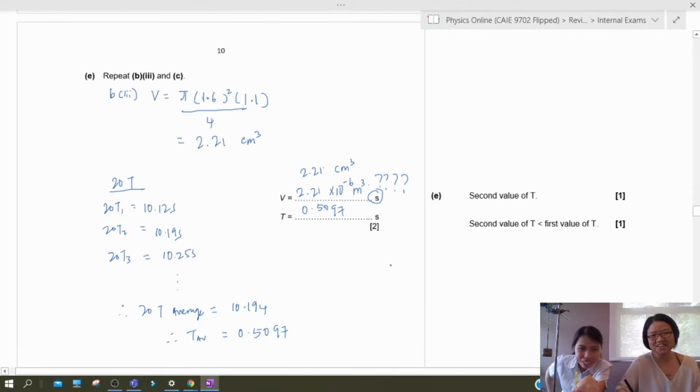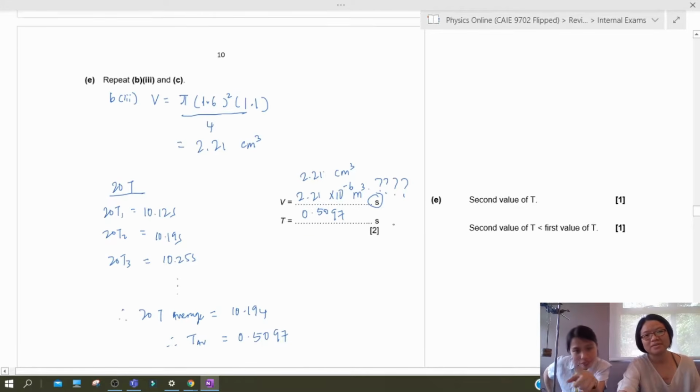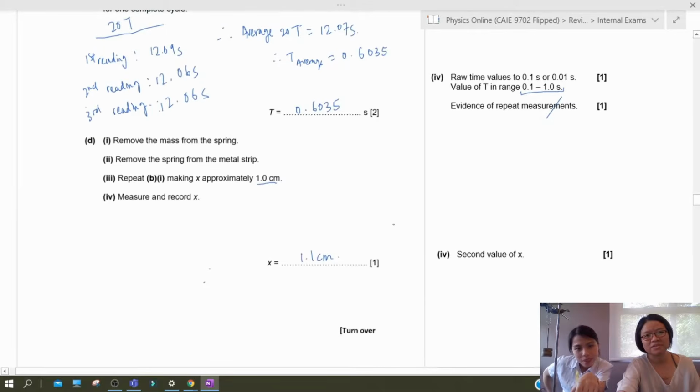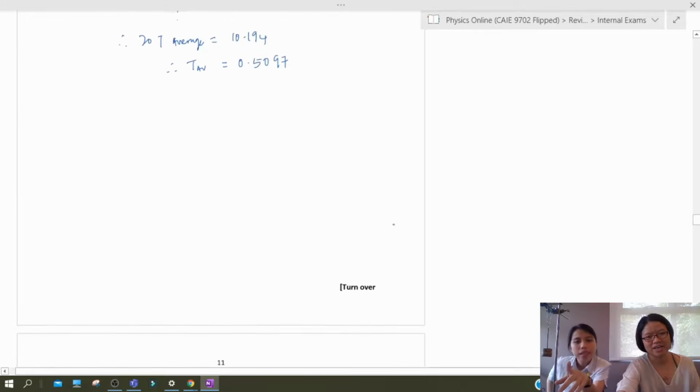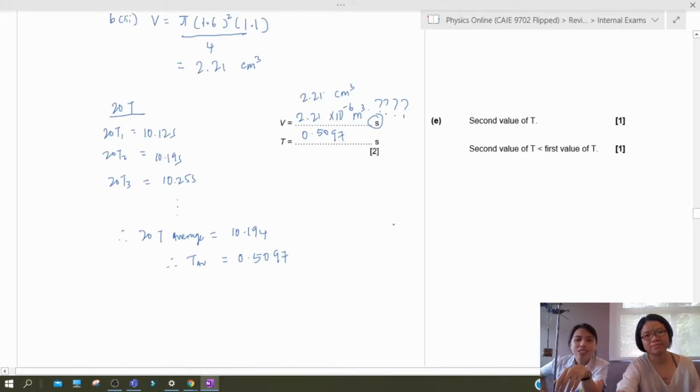Now you see the mark scheme. Second value of T must be less than the first. What was the first value again? 0.6 something. 0.35. Okay, very nice. So it's lesser. Then correct, you get the mark. That's how you check. Oftentimes they will always say this in mark scheme for question 2.